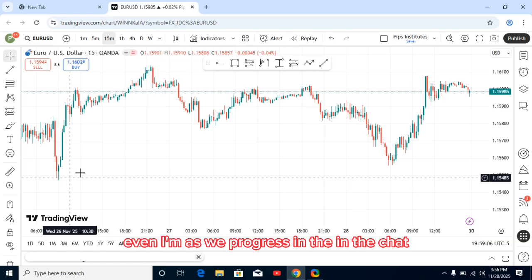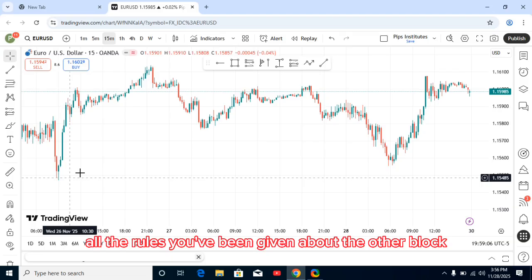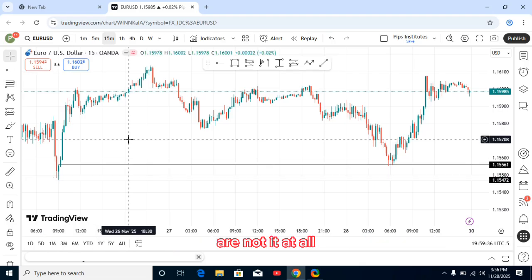Even as we progress, in the course of the videos and then more videos, I will explain to you that the order block does not have to be the last bullish candle. All the rules you've been given about the order block, I'm going to prove to you that all those rules are not it at all. In most cases you don't even need those rules, but that's not for today.